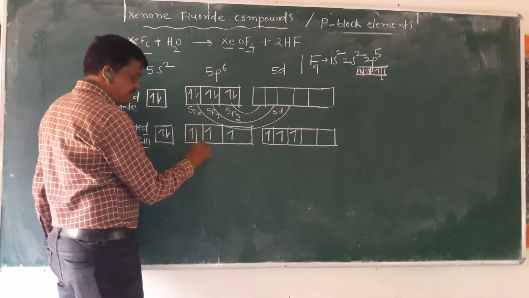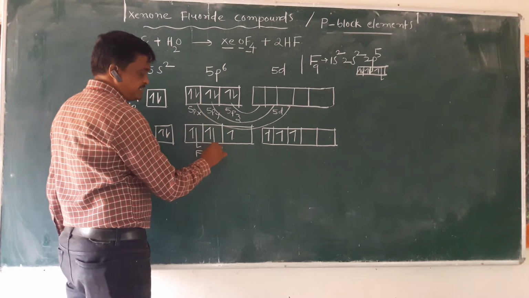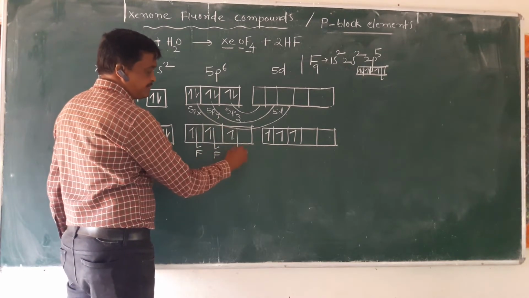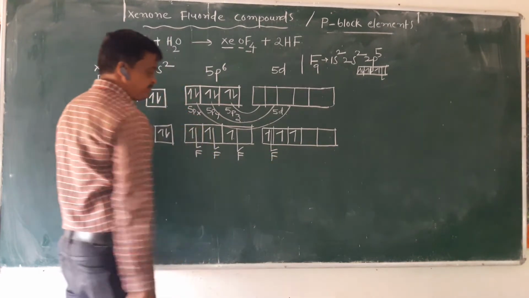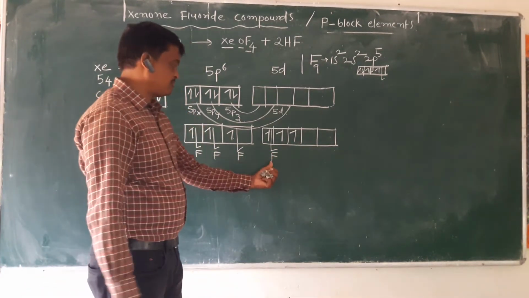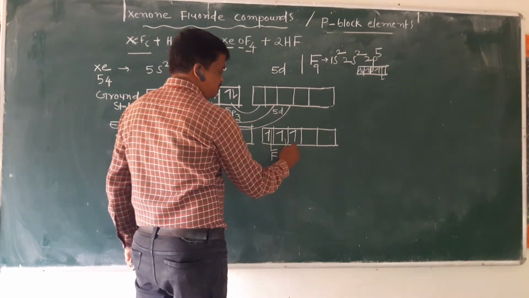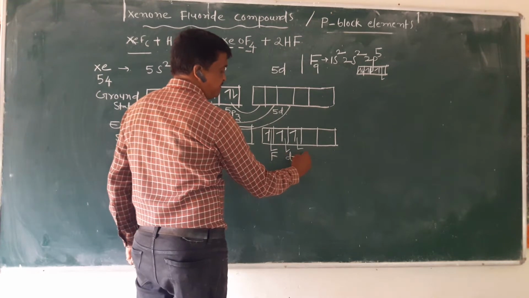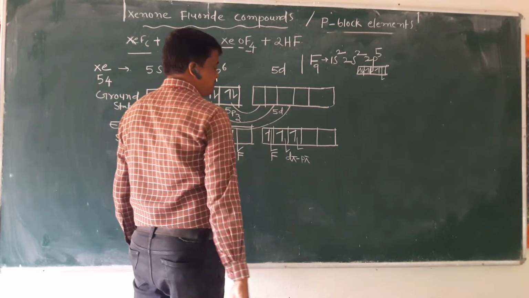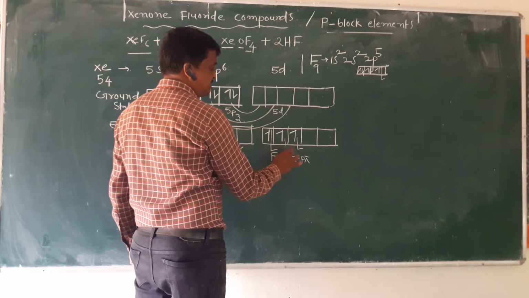Let me write here one fluorine. Fluorine also gets a noble gas electronic configuration. Here also one fluorine and here one fluorine. How many fluorines are completed? 1, 2, 3, 4. So these two unpaired electrons form a dπ-pπ bond with the oxygen atom, right?